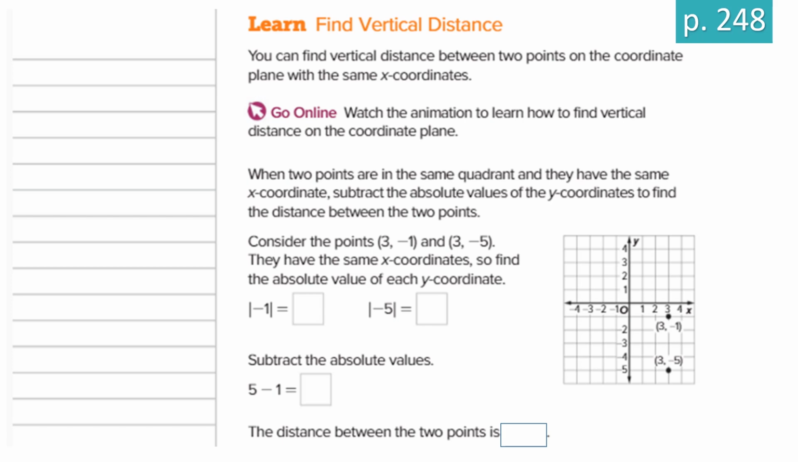All right, so what about the vertical distances? So everything we've done up to this point has been horizontal. Well, what do I do when the points are vertical, one on top of the other?